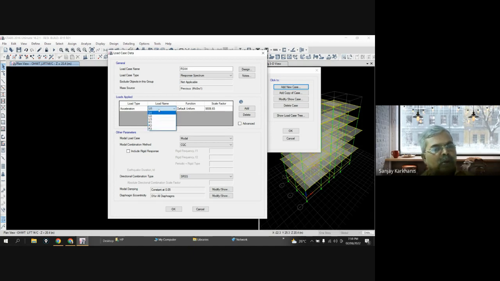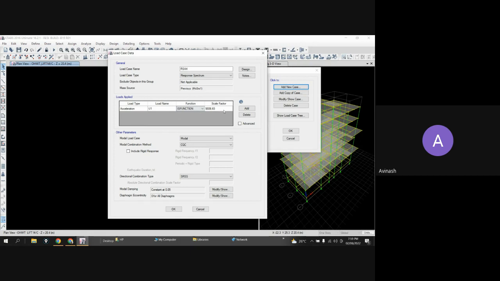So you want to apply it in X direction. So U1. Okay. Clear? Yes, sir. Then this function, which function do you want to use? IS function. Right?